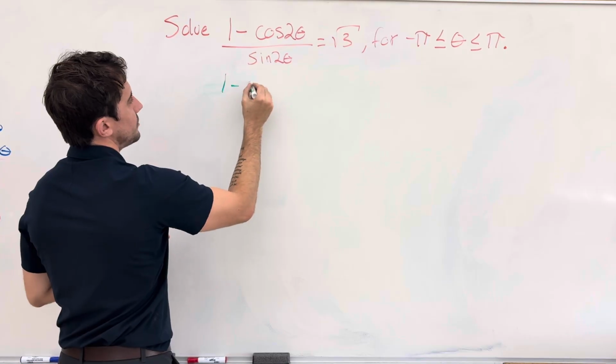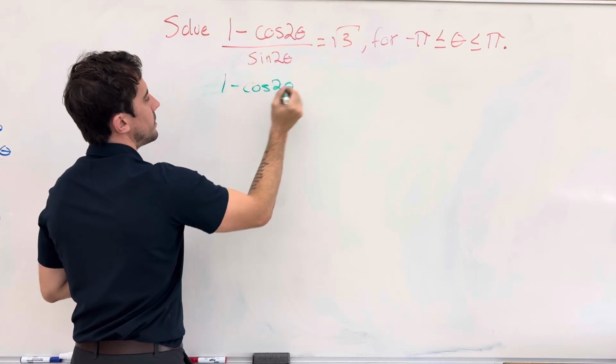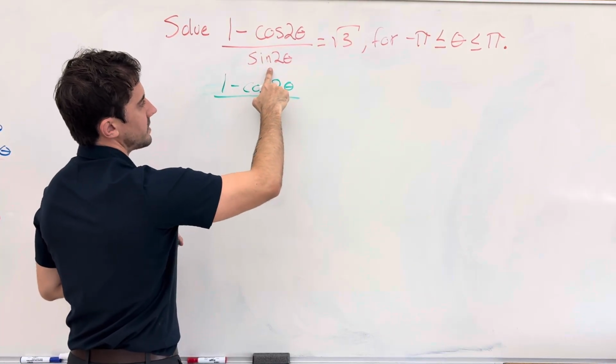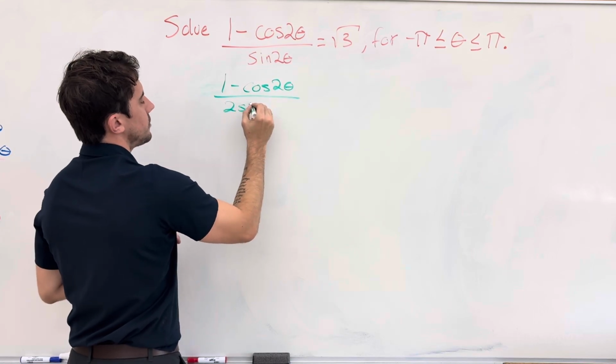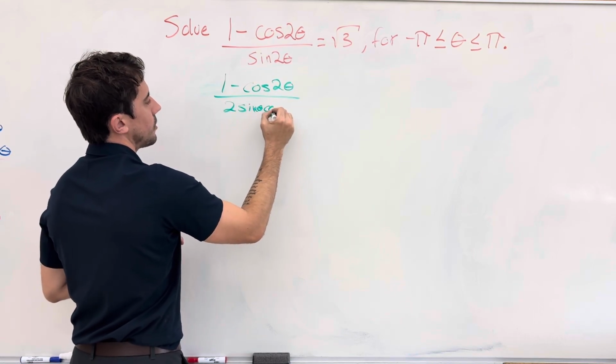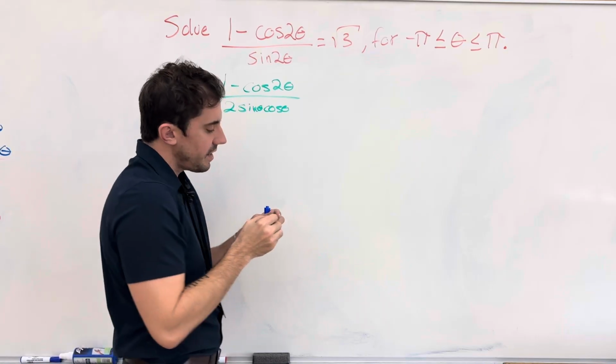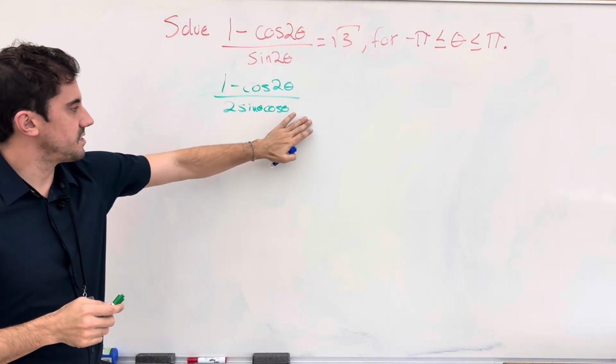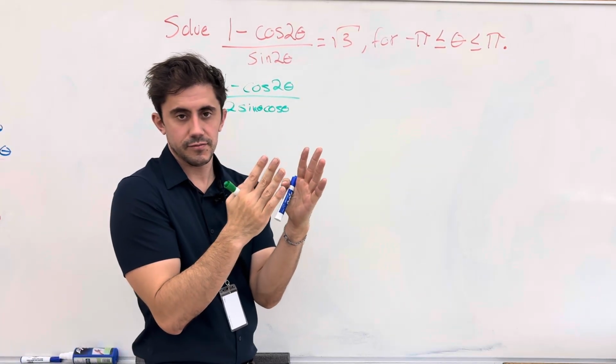Let's leave the numerator as it is, 1 minus cos 2 theta, and let's use our identity for sin 2 theta to turn it into 2 sin theta cos theta. Okay. Now, that means that we have a nice denominator that is just one full term, right?